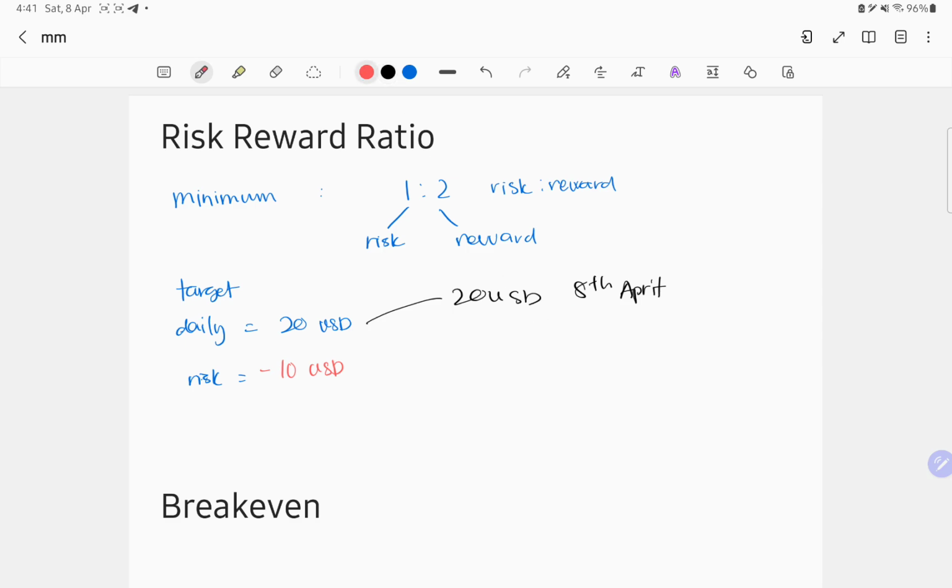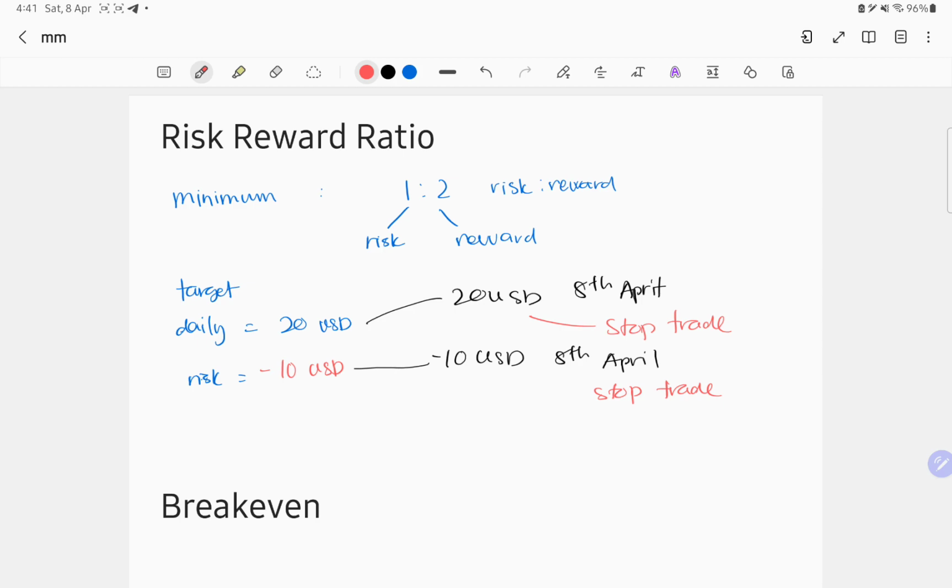And then what you have to do? Stop trade. Let's say you already faced 10 USD loss during the 8th of April, then what should you do? Stop trade. Don't push yourself, and then trade the next day.